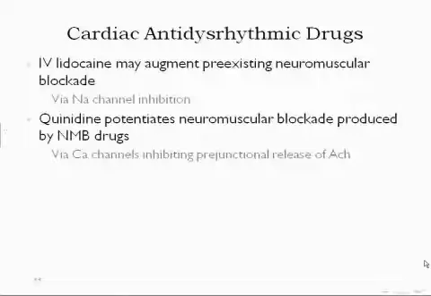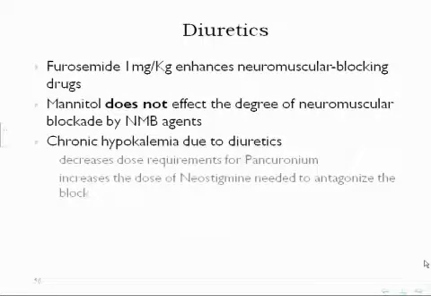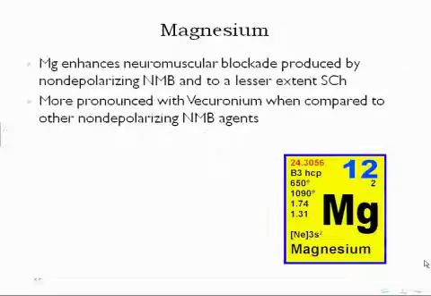Cardiac antiarrhythmic agents: IV lidocaine via sodium channels can actually have a potentiated effect. Quinidine produces the effect via calcium channel inhibition at the prejunctional release of acetylcholine. Diuretics such as Lasix or furosemide enhance neuromuscular blockade. The actual mechanism is mostly due to loss of potassium. Mannitol, on the other hand, does not affect the degree of neuromuscular blockade. And chronic hypokalemia due to diuretics decreases dose requirements for Pavulon and increases the dose of neostigmine needed to antagonize the block. Something to consider in the back of your mind.